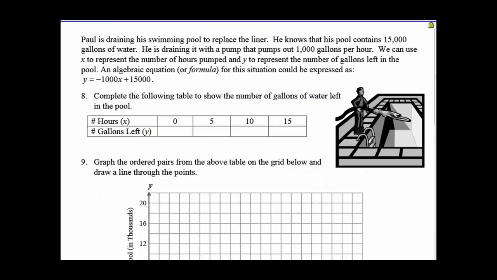You're going to look at Paul draining his swimming pool. Check with us and see if you have any questions. Make sure to finish this.